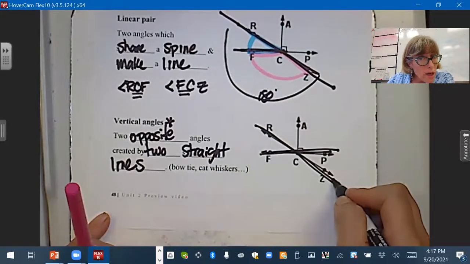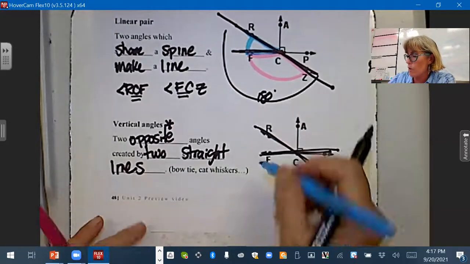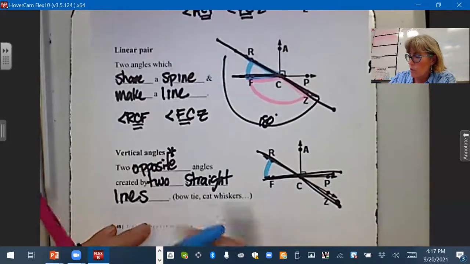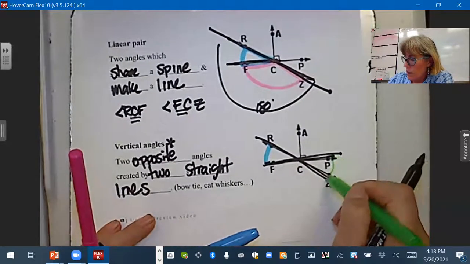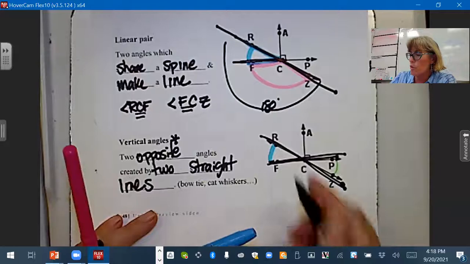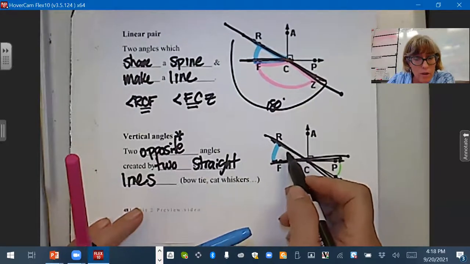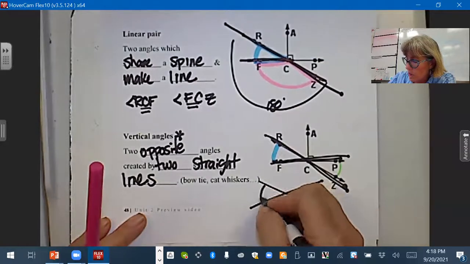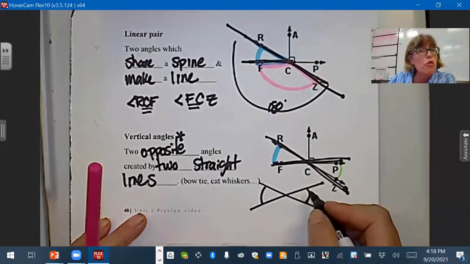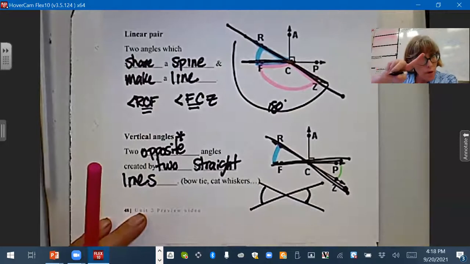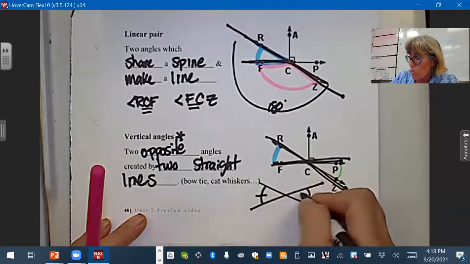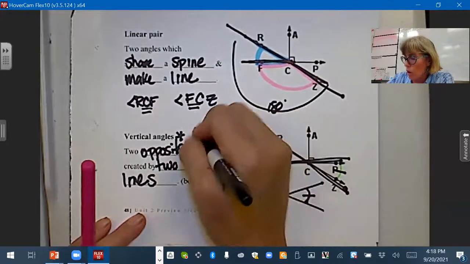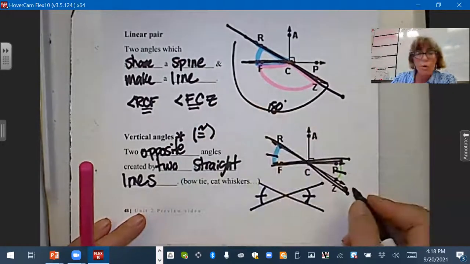The 2 angles that are directly across from each other, this angle, the blue angle and the green angle, they're directly across from each other. Those are called vertical angles. So anytime you have two straight lines, the angles directly across from each other are vertical. Very important, they're also going to be congruent. Vertical angles are always congruent.